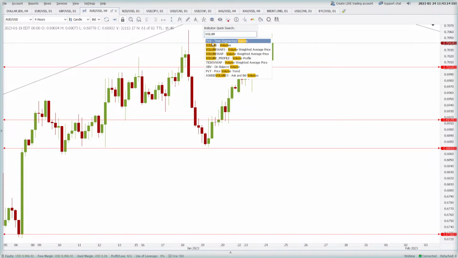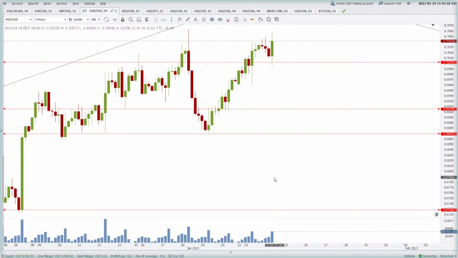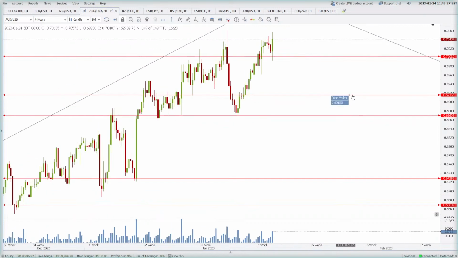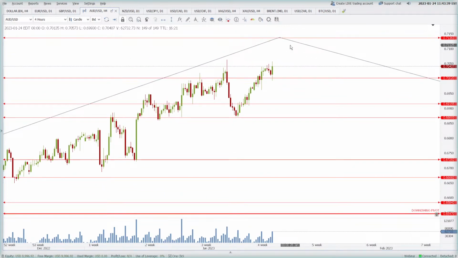I am adding volumes only to show you. See, the volumes are high in this one, and any close above this high for this particular candle, this high was around 0.7048. So any closing higher than 0.7048 in this candle will open the way up for the next targets, I think 0.7136 also, but we will need to breach this high also.